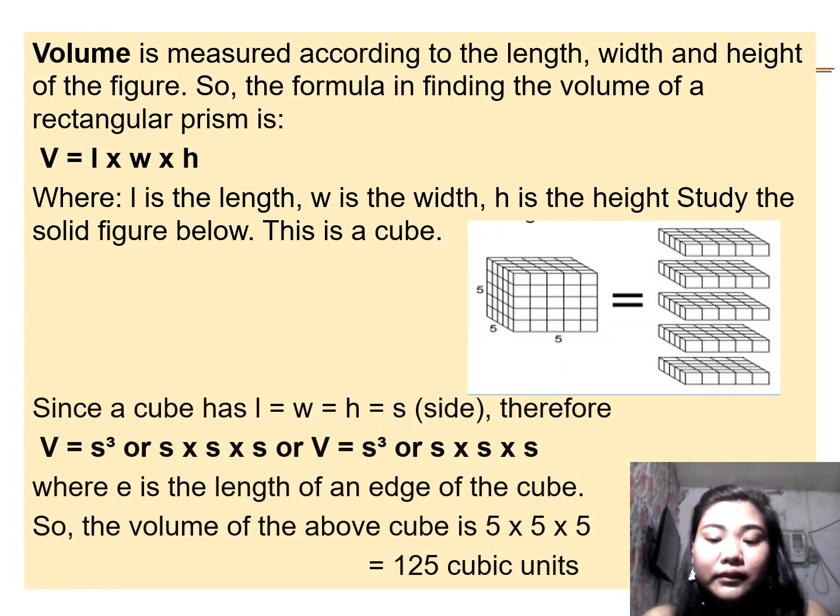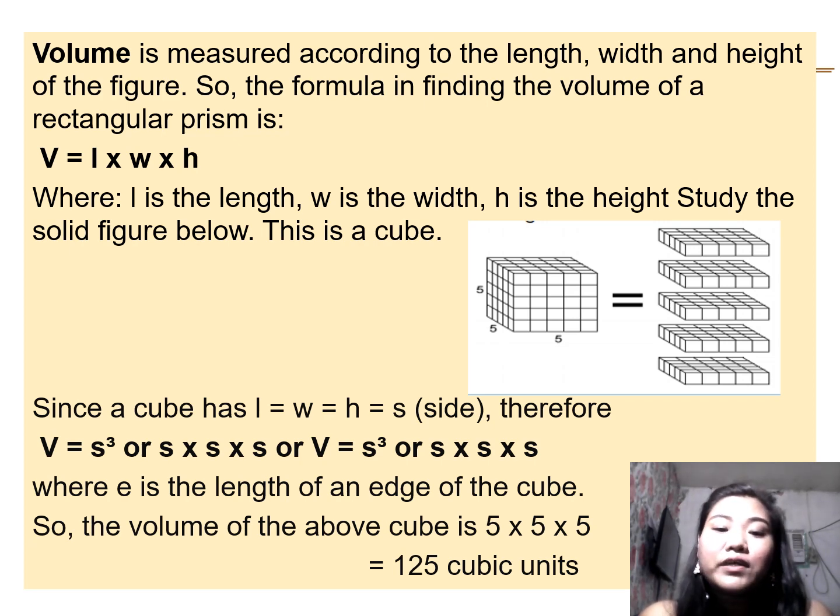Since we are finished tackling the rectangular prism, volume is measured according to the length, width, and height of a figure. The formula for finding the volume of a rectangular prism is simply volume is equal to length times width times height, or simply V = L × W × H, where L is the length, W is the width, H is the height, and V is the volume.